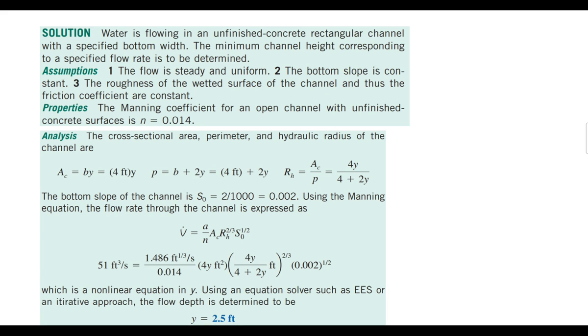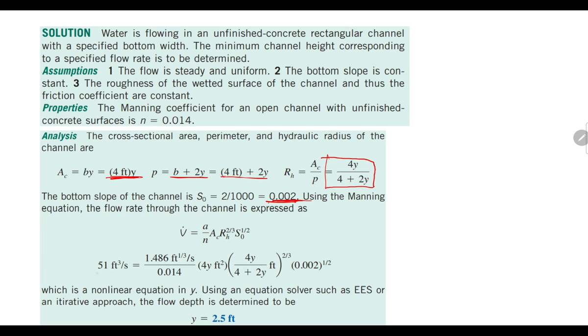Again, we need to solve for the area first, but we cannot directly solve for the area because the unknown is y. So we will solve the area in terms of y. The area is 4y. The wetted perimeter is b plus 2y, or 4 feet plus 2y. So the hydraulic radius is in terms of y, 4y over 4 plus 2y. The bottom slope is 0.02. So use this in our equation.